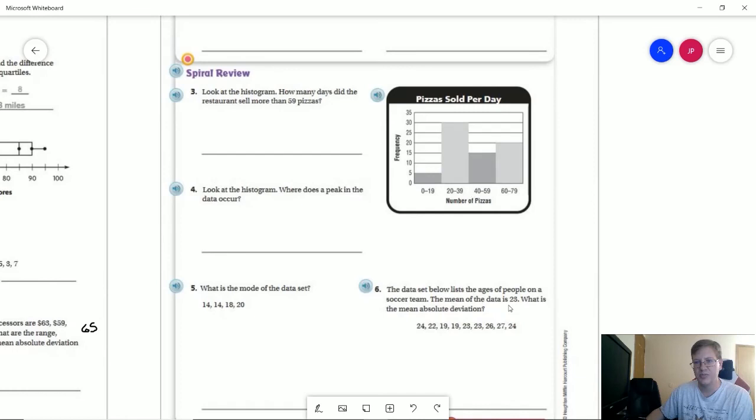Again, mode is a number that's going to be repeated, and for number 6, they already provide you the mean. So all you need to do is calculate the mean absolute deviation with that. So those are the problems for today, including a quick walkthrough of the homework.